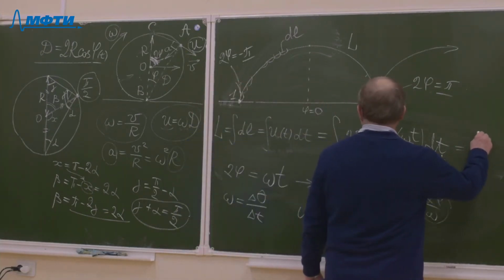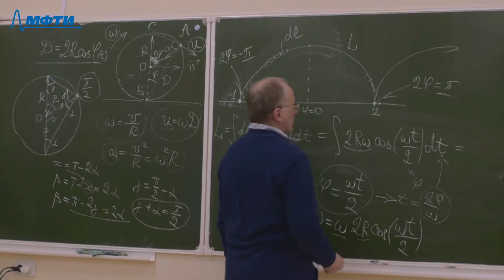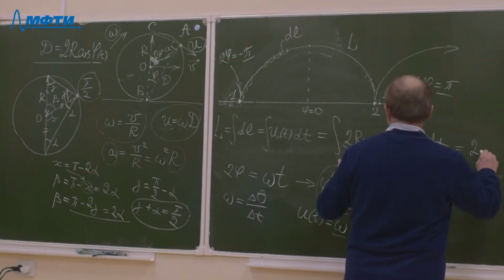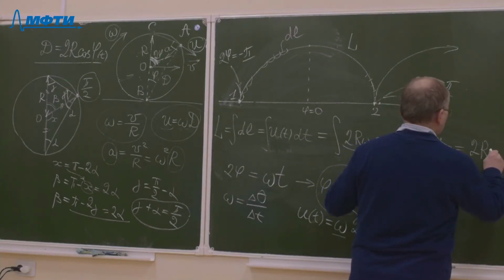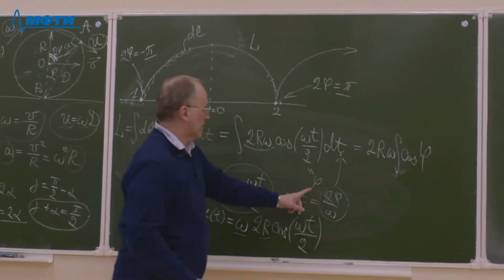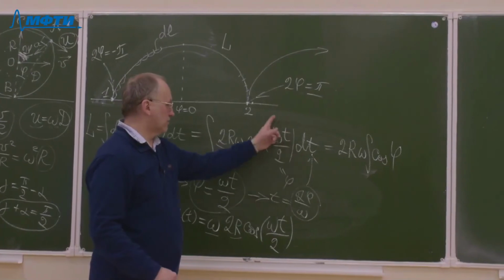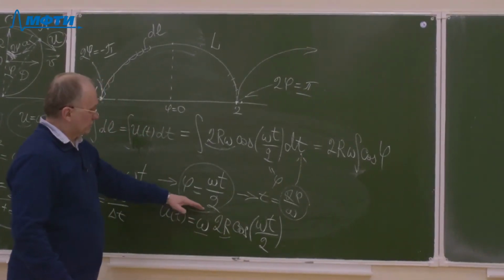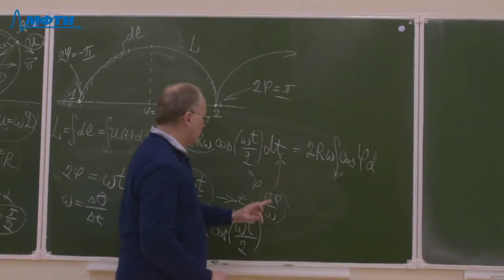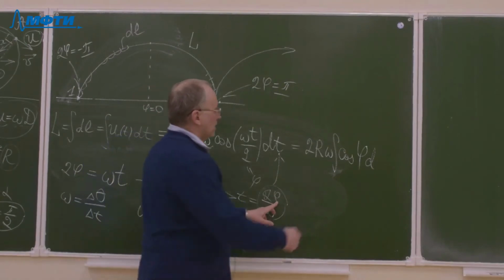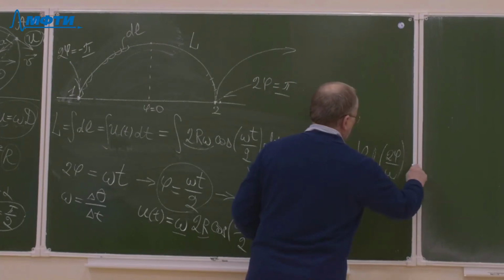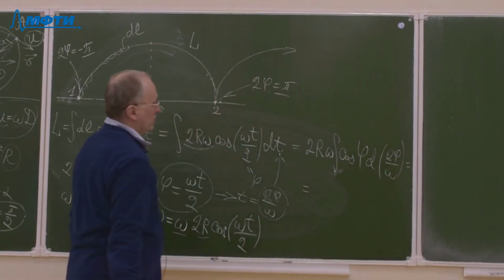And so I will obtain 2r omega is a constant. It can be taken out of the integral sign. We can factor this integral by 2r omega, and the integral will be cosine phi. Now I substitute phi here for these round brackets due to the established relationship. And here will be dt, but t will be expressed using phi. So it will be 2 phi over omega. I continue this expression here.